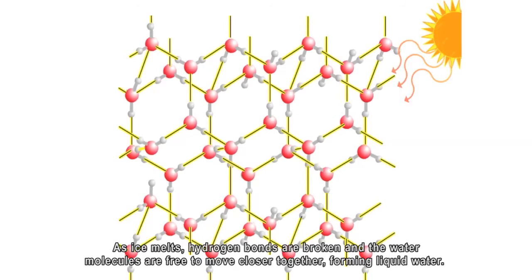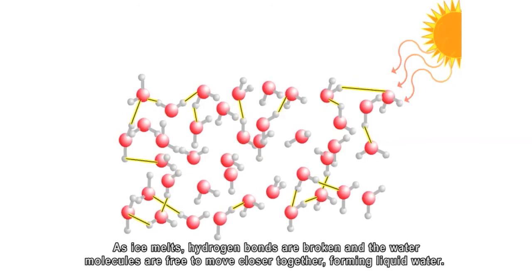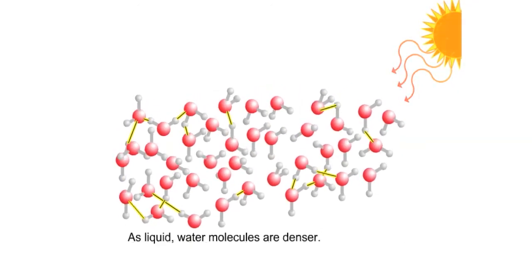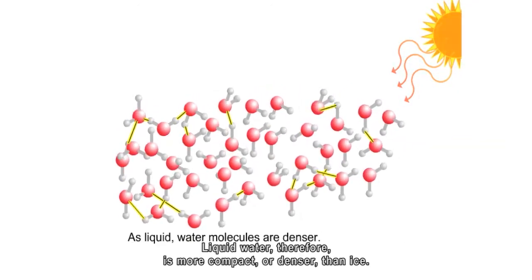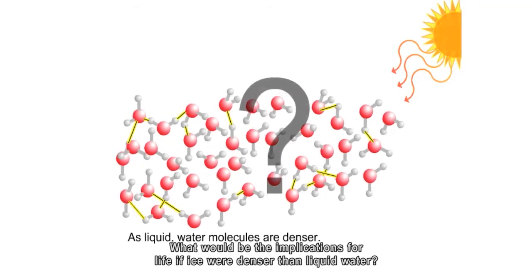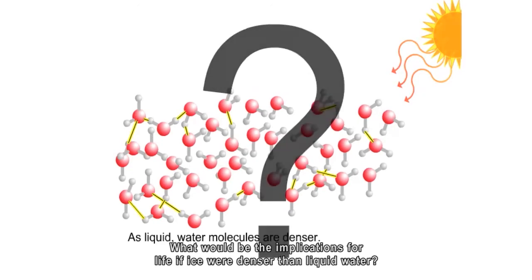As ice melts, hydrogen bonds are broken, and the water molecules are free to move closer together, forming liquid water. Liquid water, therefore, is more compact, or denser, than ice. What would be the implications for life if ice were denser than liquid water?